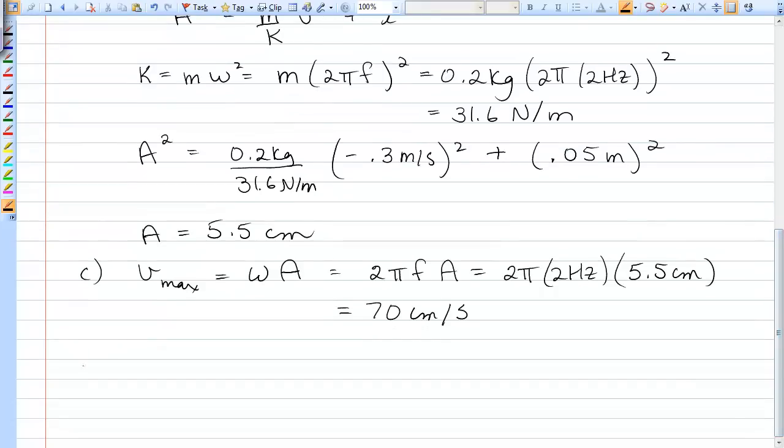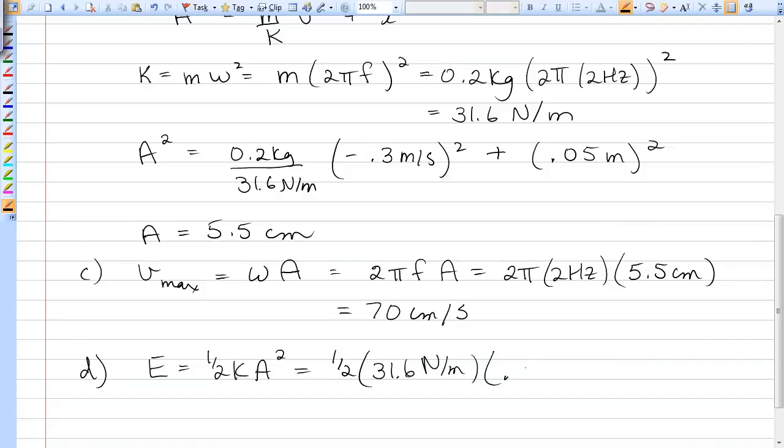Okay, and part D, it wants the total energy, and total energy is equal to 1/2 kA squared. So we have 1/2 of 31.6 newtons per meter times 0.055 meters squared.